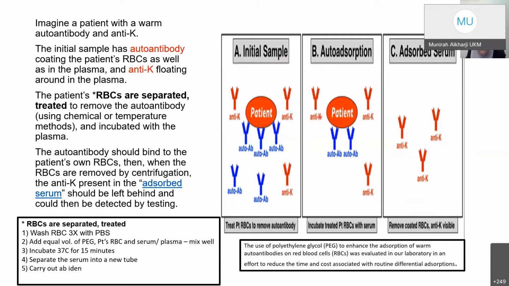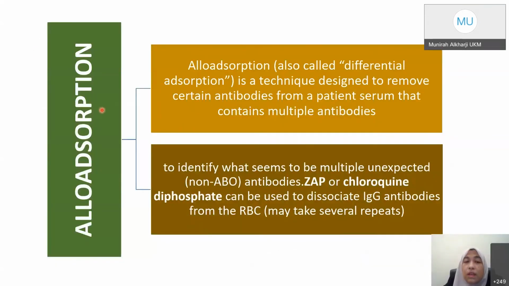After that, we spin and separate the supernatant and we do the antibody identification. So we will detect the anti-Jk. Okay, so we go to alloadsorption.